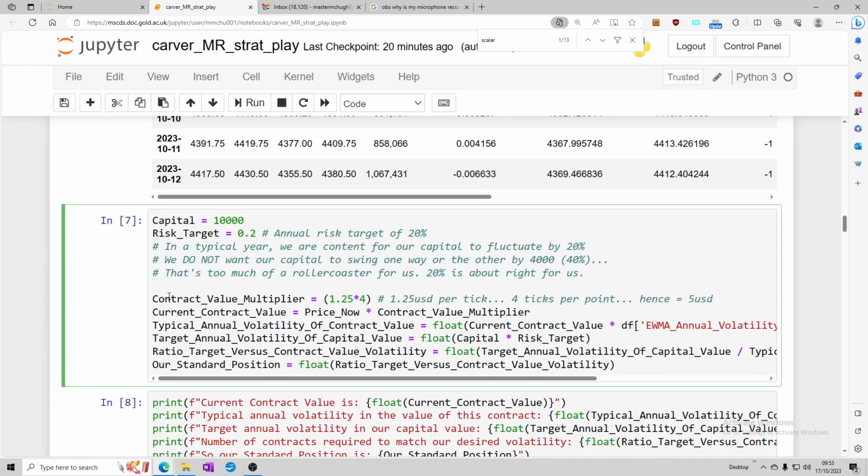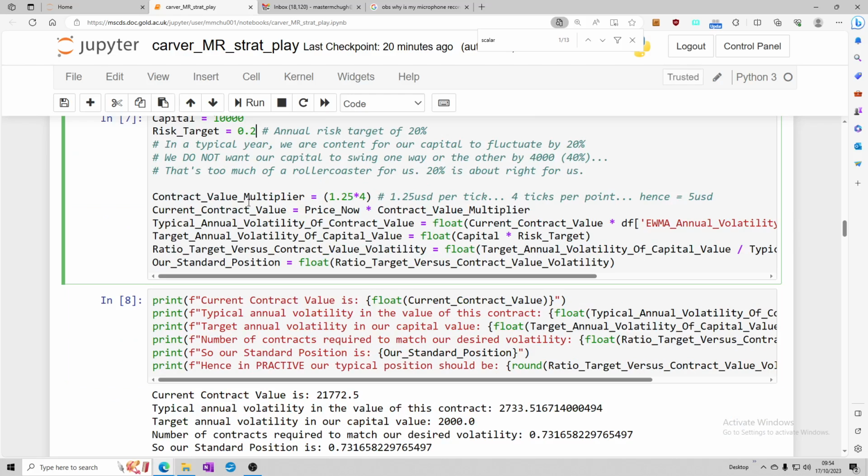Moving on, I'm defining some Python objects here. First of all, my capital. Let's just say it's $10,000. My risk target is 20%. My annual risk target is 20%. So in a typical year, I'm happy enough if my capital is fluctuating by 20%. I don't want my capital to swing up or down by $4,000, which would be 40%. That's too much of a roller coaster. 20% is about right.